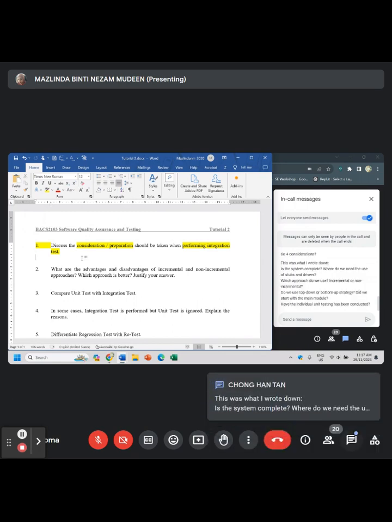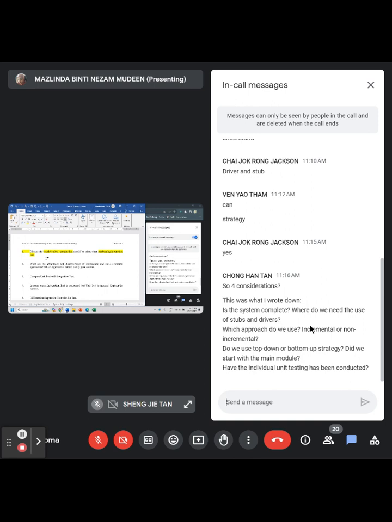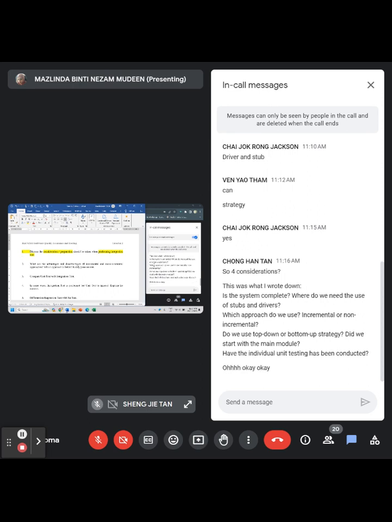Yes, the completion part, and then the approach, then the strategy, and then the stop and the driver, and then the individual test. So it should be a total of five, because I separated the system completion as one for us to consider, and then stop and driver. You want to combine them together, also can, because they are all related.